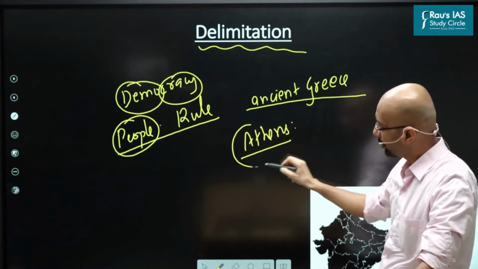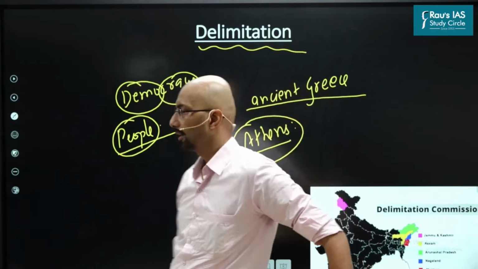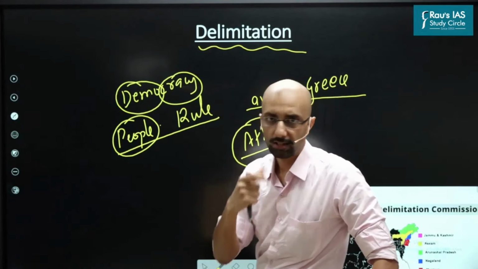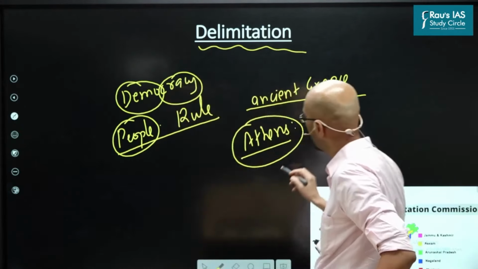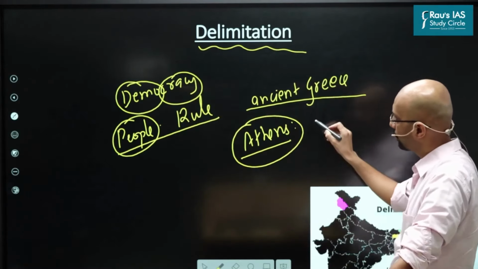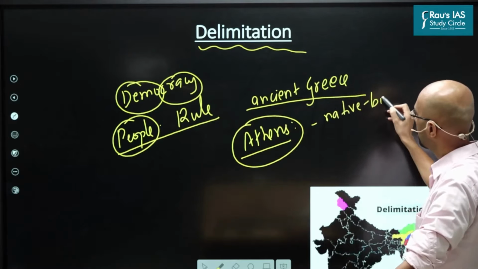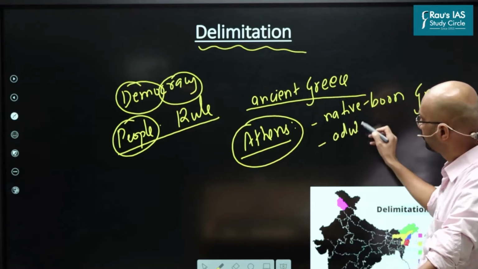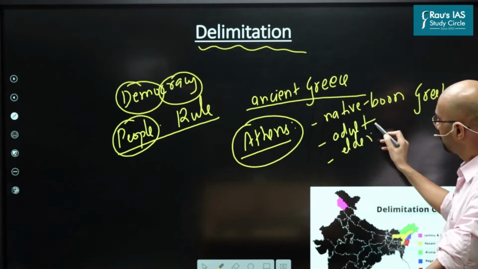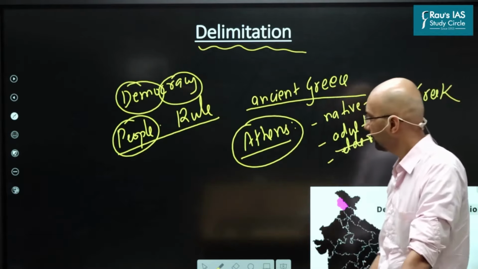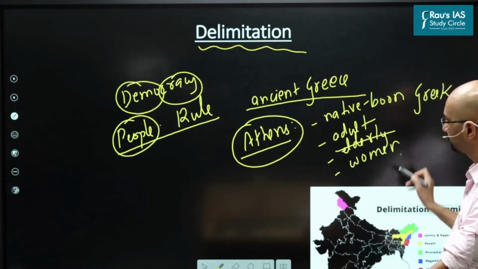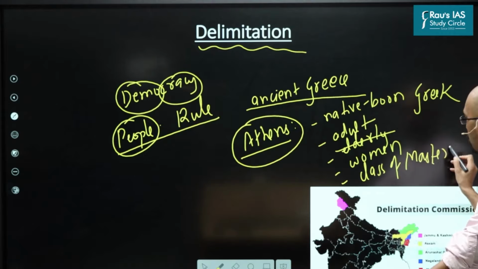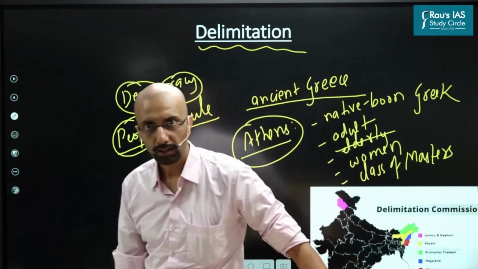In Athens, such a direct democracy was practiced where every citizen would participate in lawmaking and other decision-making processes. But when I say every citizen, there are some qualifications for that. For example, to participate in democracy in those times in Athens, you should have been a native born Greek. That means you cannot be a foreigner or an outsider. You should be an adult. Elderly were not allowed to participate in decision-making in democracy. Women were not allowed, and you should be belonging to the class of masters. That means if you belong to a class of slaves, you do not have the right to participate in decision making or law making.